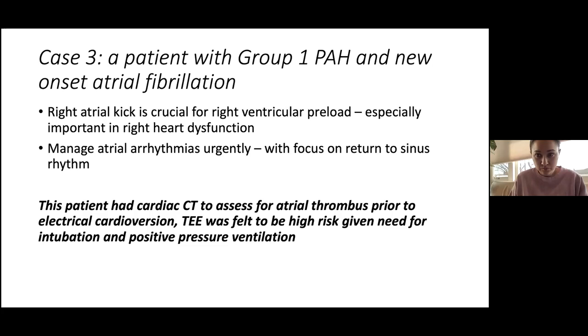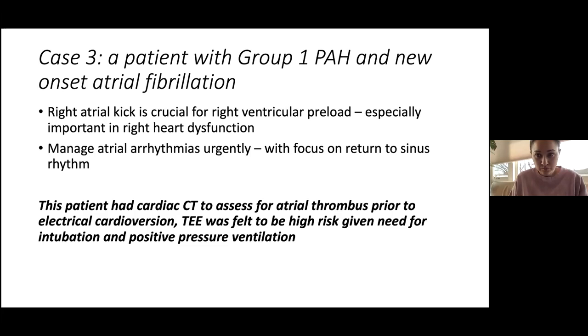And so usually when we're cardioverting someone for atrial fibrillation, we want to ensure that there's no thrombus. And so this patient had an urgent cardiac CT and assessed for an atrial thrombus and then went forward with electrical cardioversion.